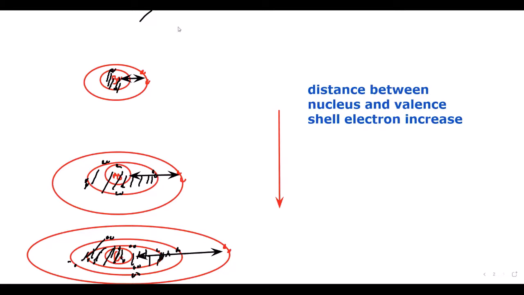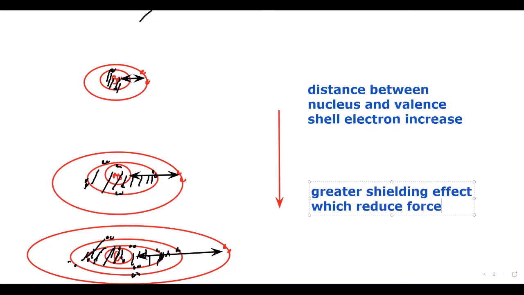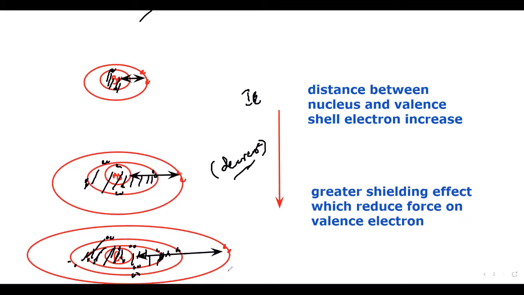So as we go down the group, there will be a greater shielding effect, which reduces the force on the valence electrons. That's why ionization energy will always follow a periodic trend: as we go down the group, it will decrease. Is it clear why, as we go down the group, the ionization energy is decreasing? Any doubt till this point?